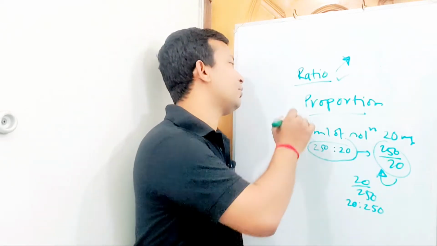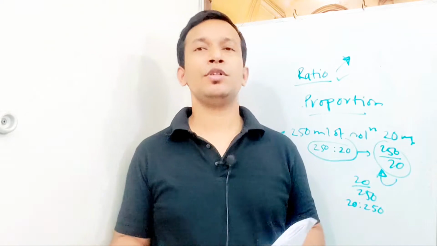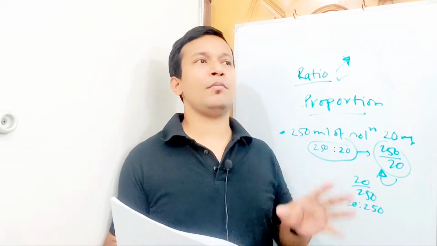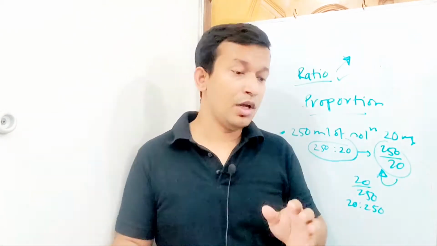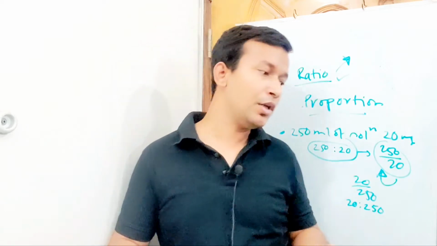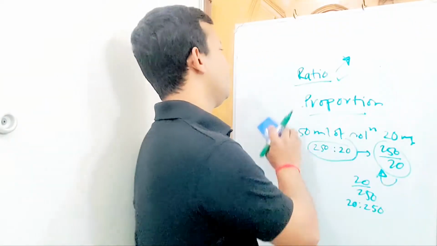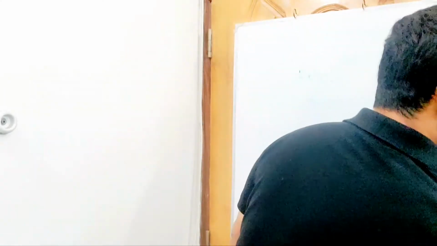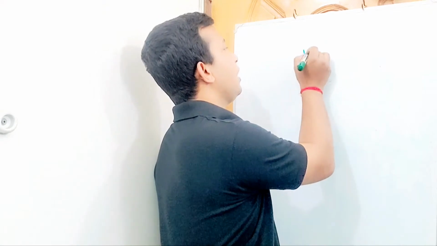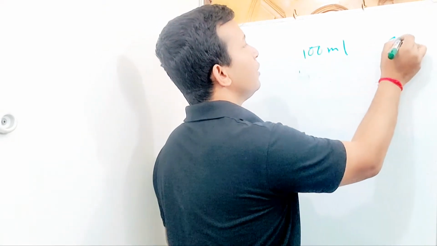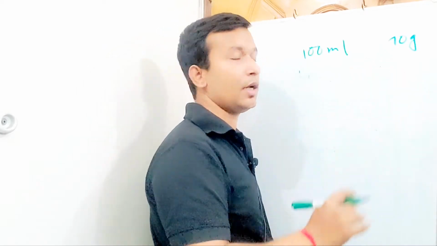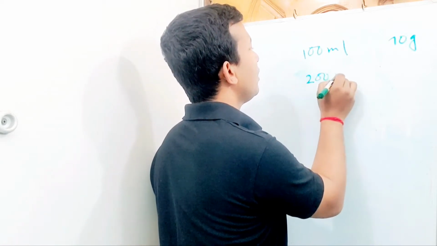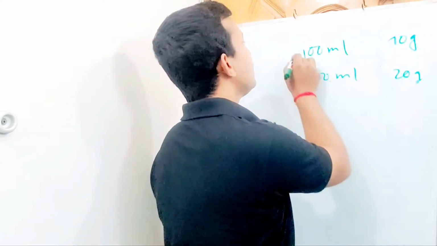So now what is proportion? Proportion means there are two ratios and you are making a mathematical relationship with these two ratios, and in that case this relationship is equality. So for example, say a 100 ml solution contains 10 gram of a certain drug, and in another case 200 ml of solution contains 20 gram. These are two different statements.